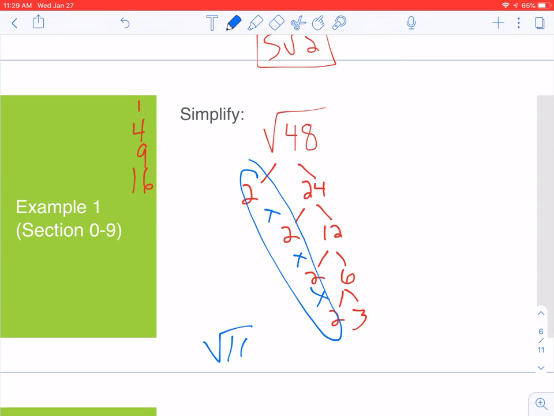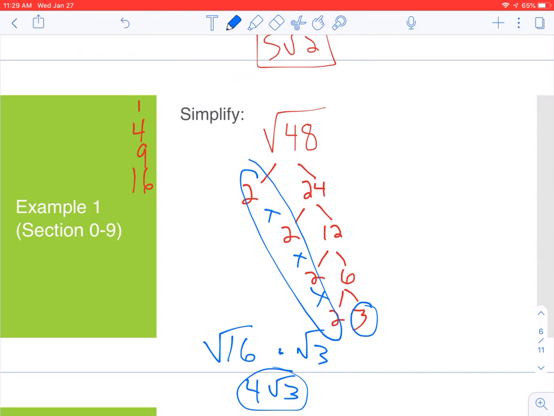So I can write root 16 times my only other number I have left, which is 3. And when I take the square root of 16, I get 4 times root 3 is my answer. Now, another way I can look at this is I can say, what's the greatest square root factor that goes into 48?